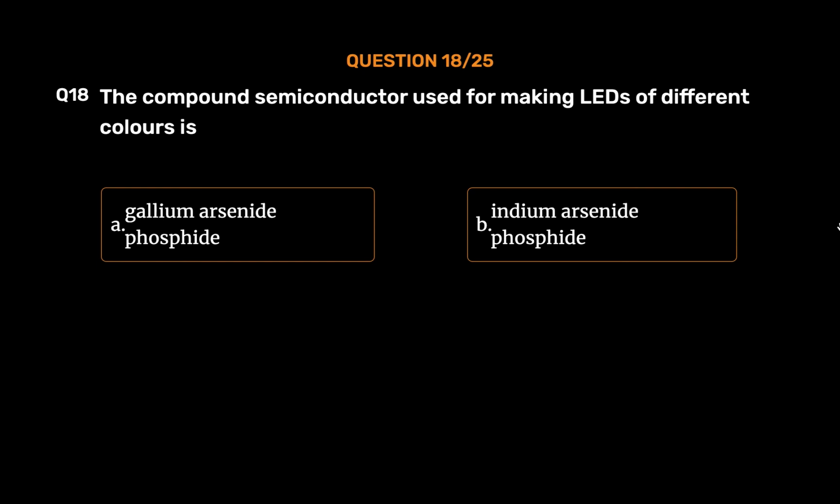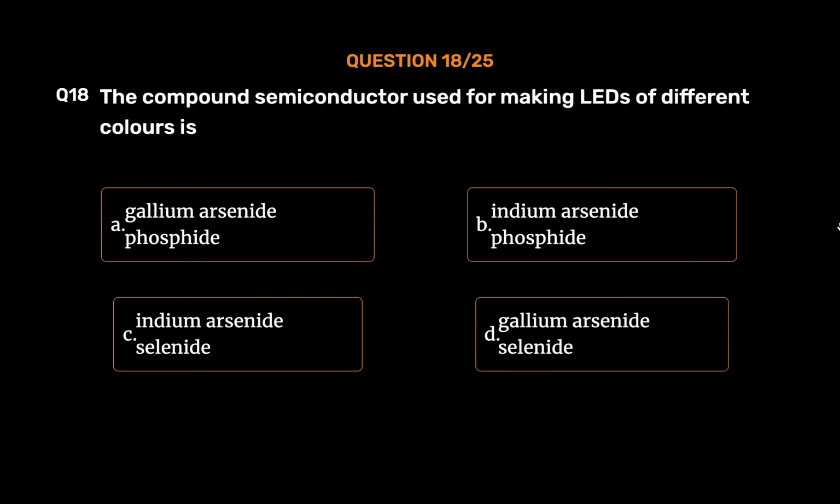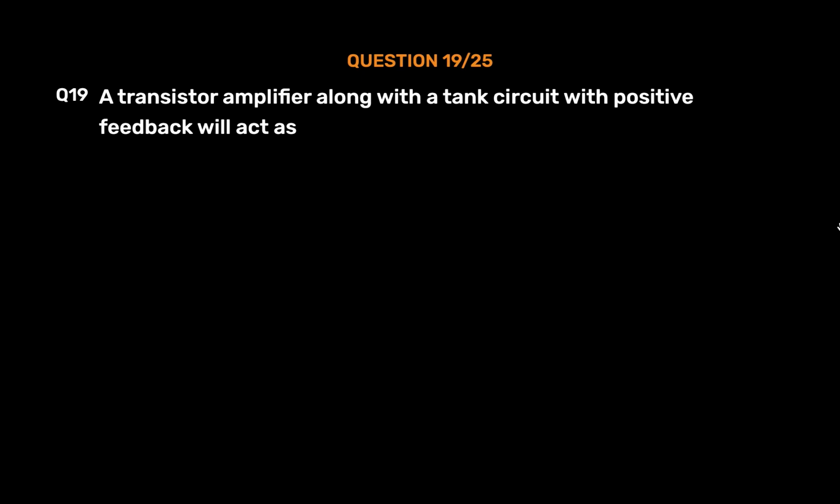Indium arsenide phosphide. Option C. Indium arsenide selenide. Option D. Gallium arsenide selenide. The correct answer is option A. Gallium arsenide phosphide. Question number 19. A transistor amplifier along with a tank circuit with positive feedback will act as option A.